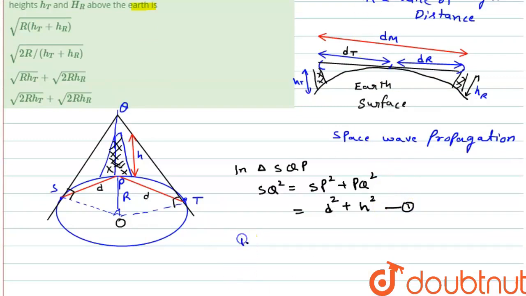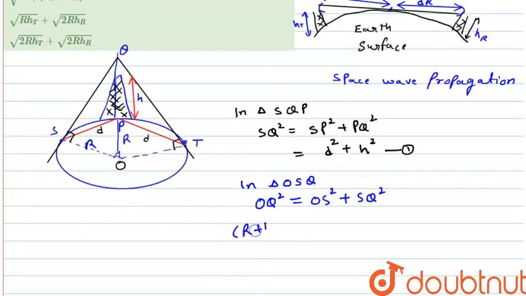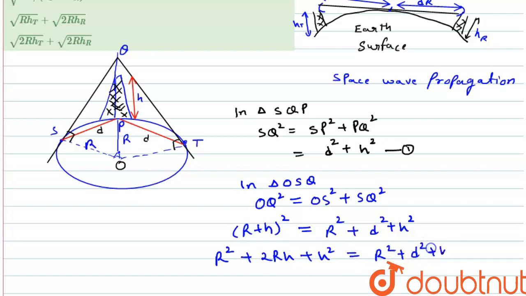Now in triangle OSQ, this is also a right angle triangle, so we can write OQ square, that is hypotenuse square, is equal to OS square plus SQ square, and OS is R. Putting the values, R plus H whole square is equal to R square plus SQ square, which we have calculated as D square plus H square. Simplifying, R square plus 2RH plus H square equals R square plus D square plus H square. We can cancel the terms like this.